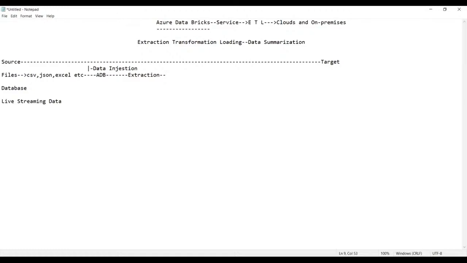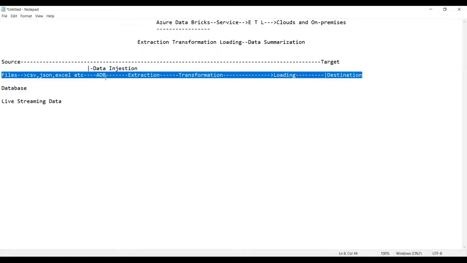Once the extraction is done, then you will have transformation. Transformation is the actual process of data summarization. And once the transformation is done, finally we perform the loading. Loading the data into the target, that is called the destination. Destination or target. Getting my point? So this is how we can make it out.